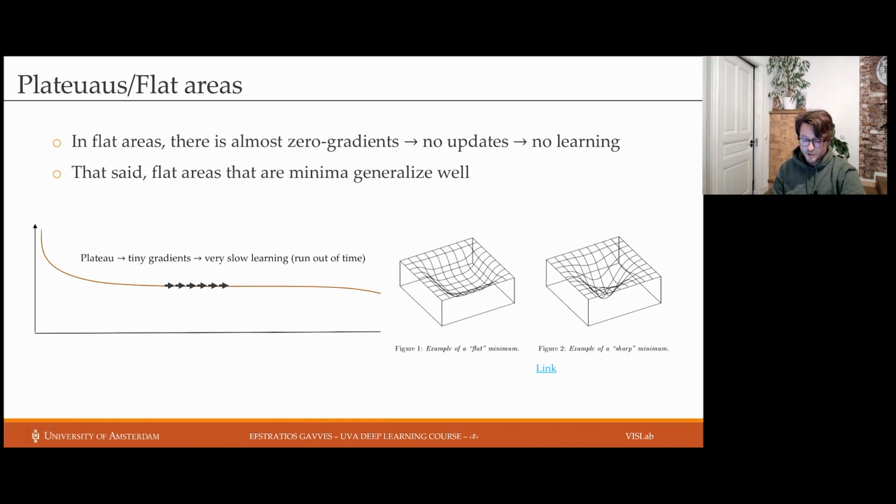Another pathological curvature that we often have to address are plateaus or flat areas. In flat areas there are almost zero gradients, right? So there are very, very small gradient updates that we can compute, which means that our learning is going to be very, very slow. That said, if we are in a local minimum, which is basically a flat area, a plateau, this allows for great generalization. That is quite intuitive.